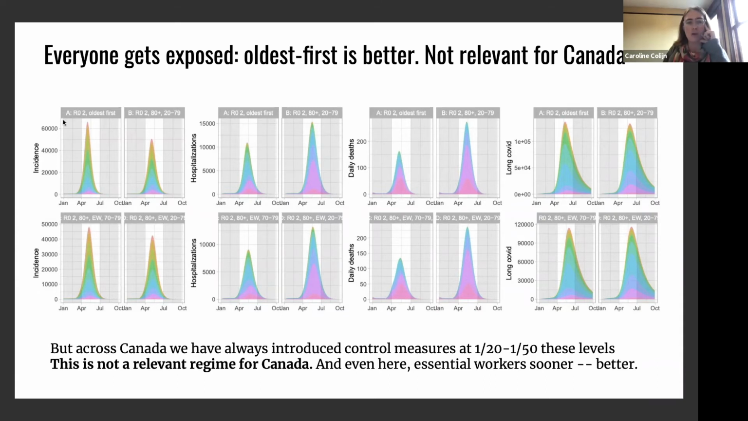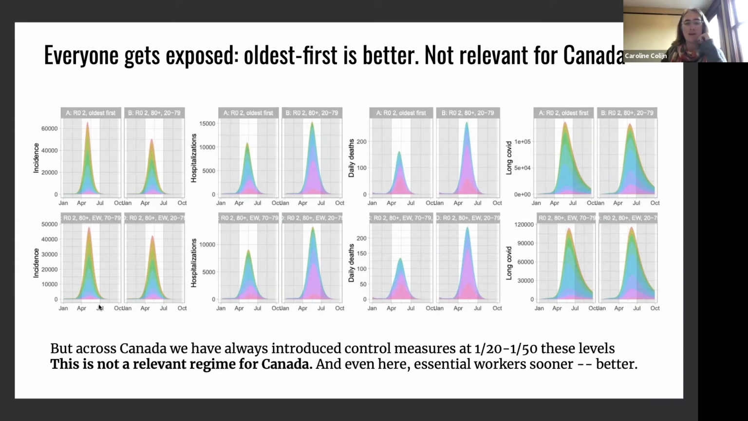But if we're not willing to see 40,000 incident cases a day or 60,000 incident cases a day and just have this pandemic roll through our population, which we aren't, because we have always introduced controls when we get to a 20th or a 50th of these levels, then vaccinating essential workers will be much better in this model. So I would say it does break down, but not here.